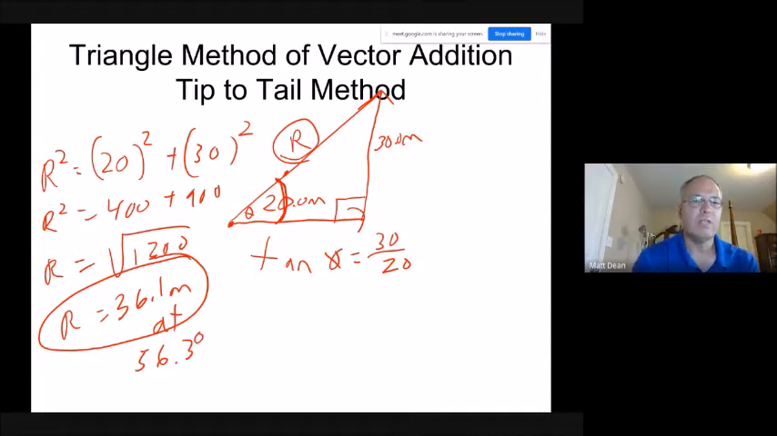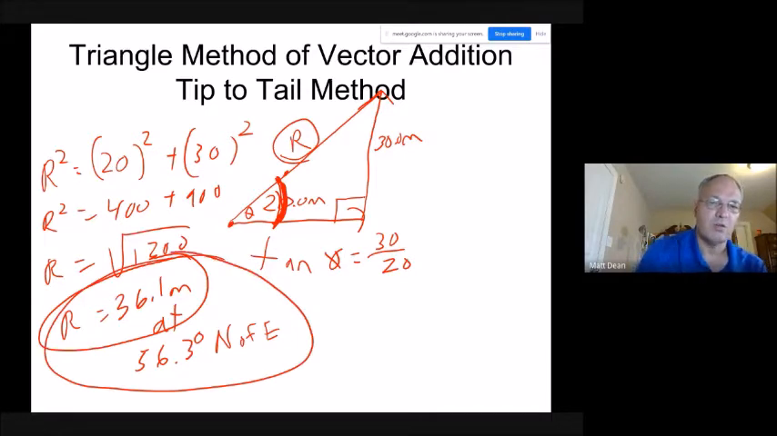And the way you typically do that is you name the direction you're starting at. So we're going to start at the horizontal east, and we're going to go 56.3 degrees toward the north. So we're going to say this is 56.3 degrees north of east. This whole thing is our answer. Our displacement here is 36.1 meters at 56.3 degrees north of east.